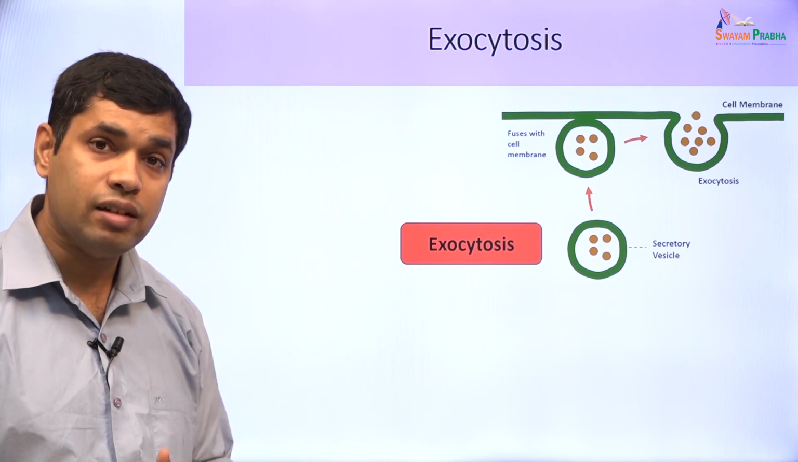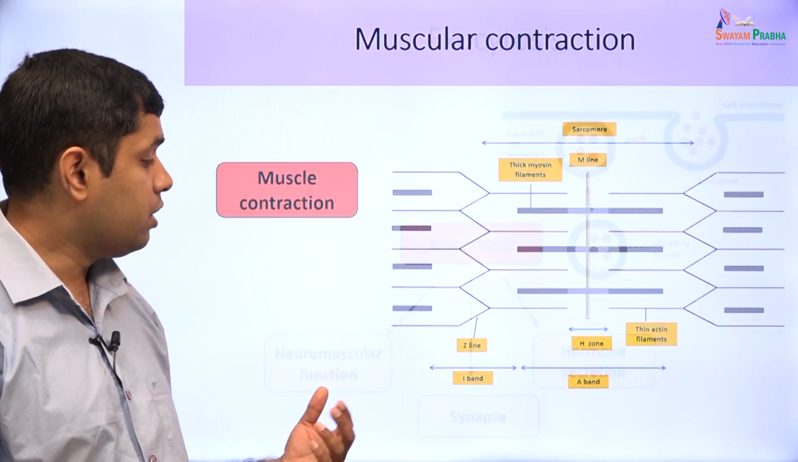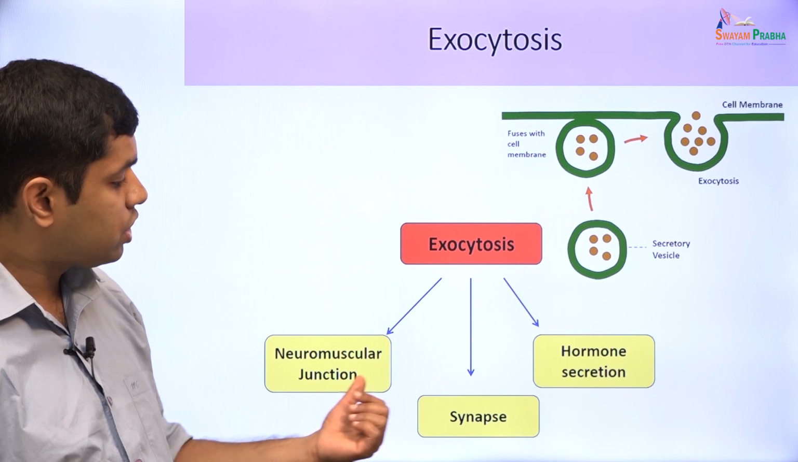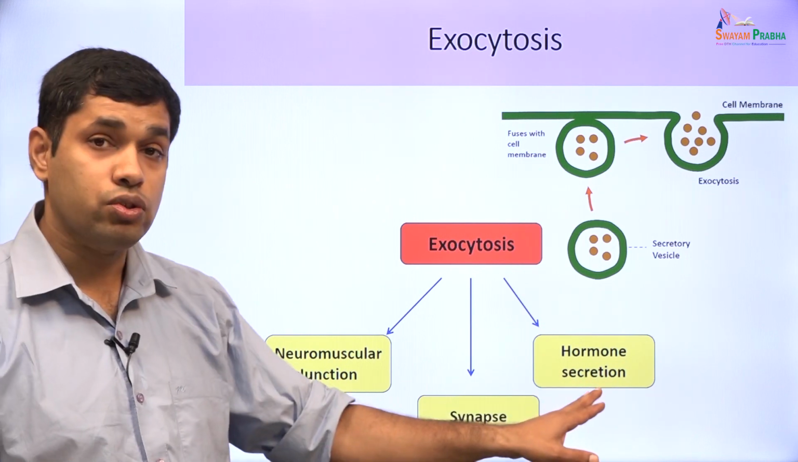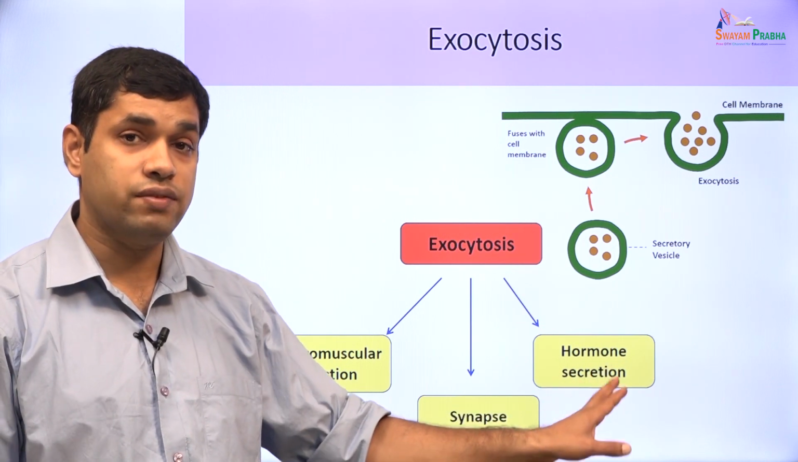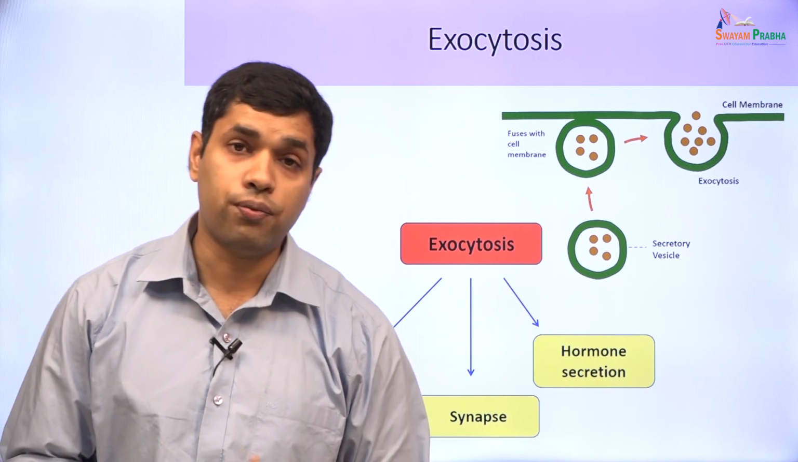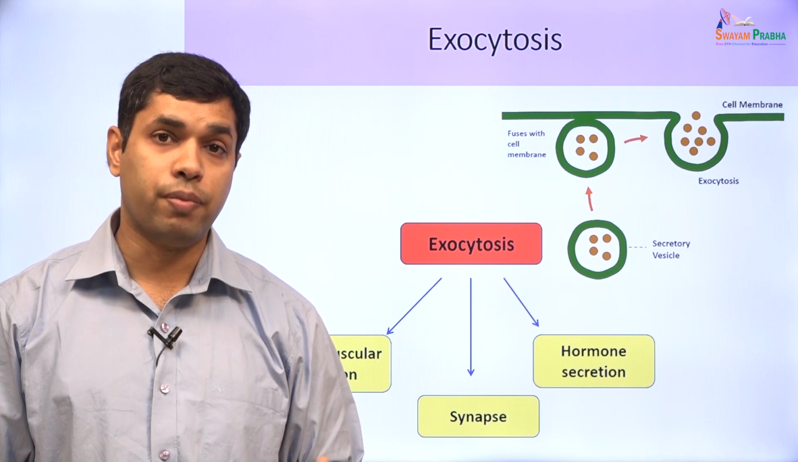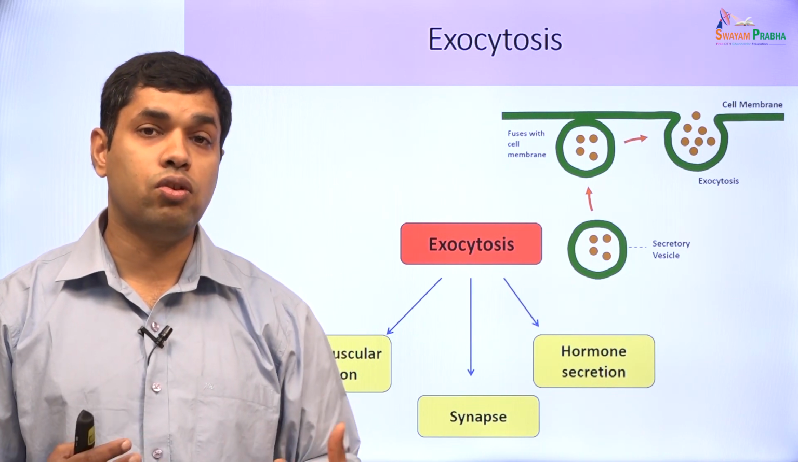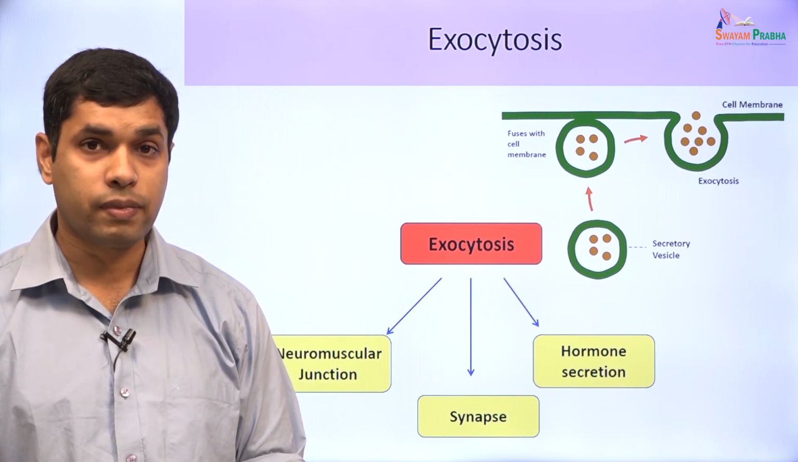Intracellular calcium is sometimes the last link for exocytosis. We commonly come across exocytosis in the neuromuscular junction, in the synapse, and also in most cells where there is active secretion, such as hormone secretion. So the first important use of intracellular calcium is for triggering or increasing exocytosis.